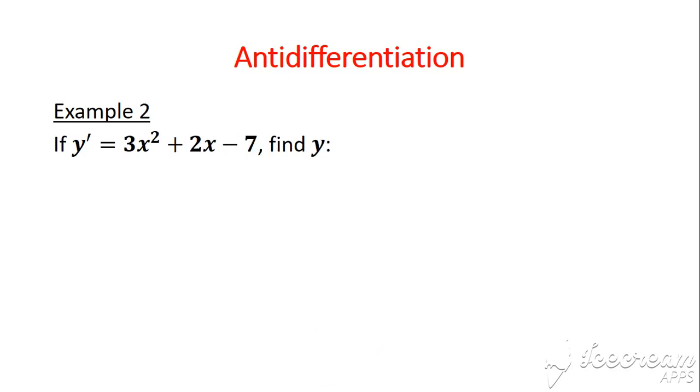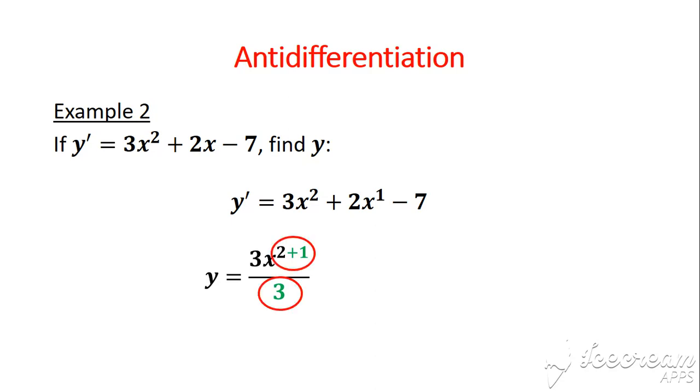Right, example 2. If y dash is equal to 3x squared plus 2x minus 7, find the original function y. So let's go. Remember that 2x by itself is just 2x to the power of 1. So let's start off with, we add 1 to the power of x squared to make it x cubed, and we must divide by that new power of 3. For the 2x to the power of 1, we add 1 to the power to get x squared, and we must divide by the new power of 2.